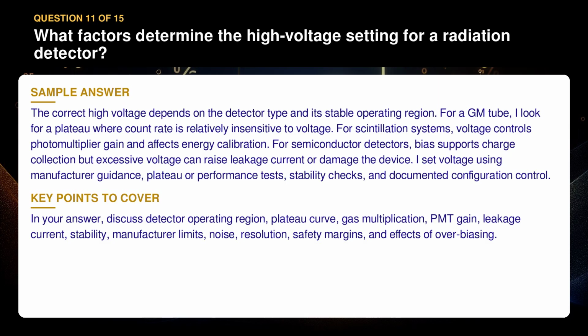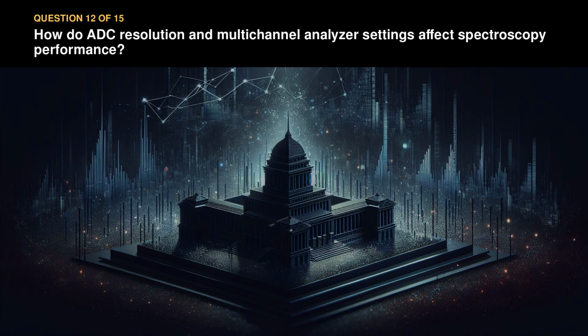In your answer, discuss detector operating region, plateau curve, gas multiplication, PMT gain, leakage current, stability, manufacturer limits, noise, resolution, safety margins, and effects of overbiasing. Question 12. How do ADC resolution and multi-channel analyzer settings affect spectroscopy performance?